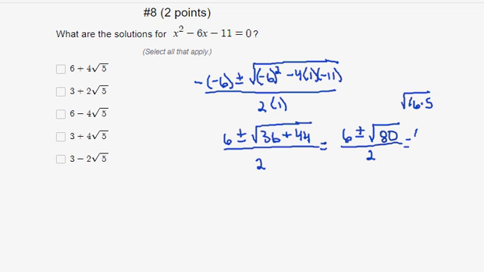So this comes out to 6 plus or minus. We pull out the square root of 16, which is 4. Square root 5 stays there, divided by 2. We have 6 plus 4 square root of 5, 6 minus 4 square root of 5. But we've got this fraction here. We can simplify this fraction. 6 divided by 2 is 3. Plus or minus 4 divided by 2 is 2. So our conjugate pair is 3 plus or minus 2 square root of 5. So we have 3 minus 2 square root of 5, 3 plus 2 square root of 5 is our conjugate pair solutions.